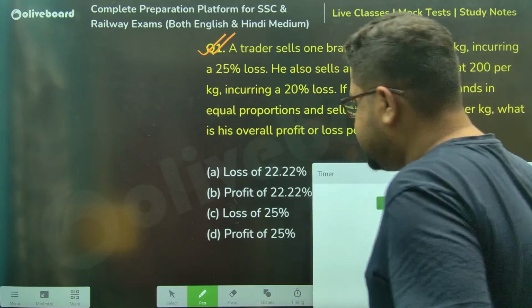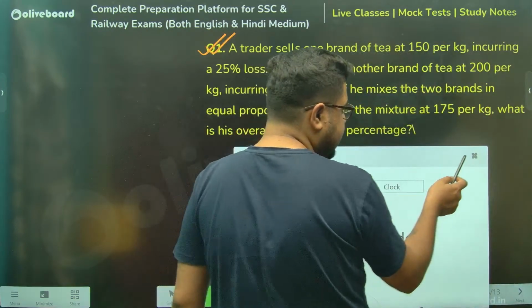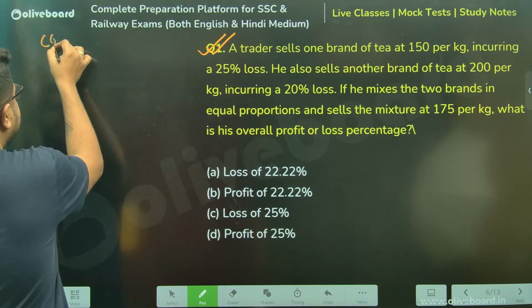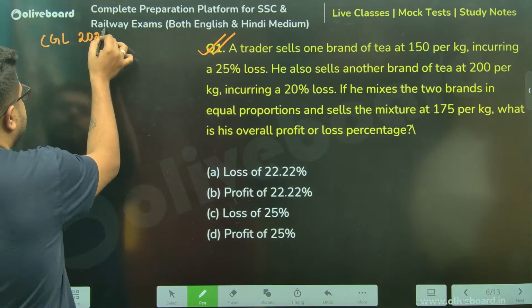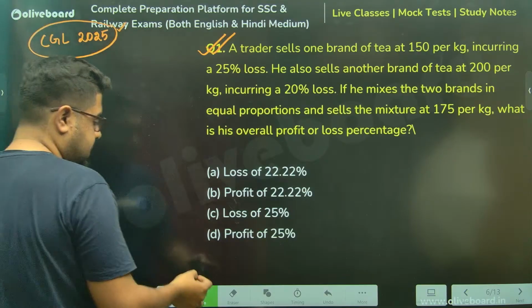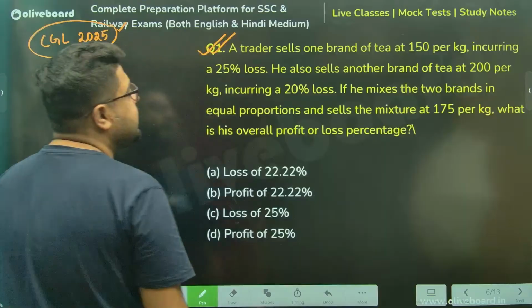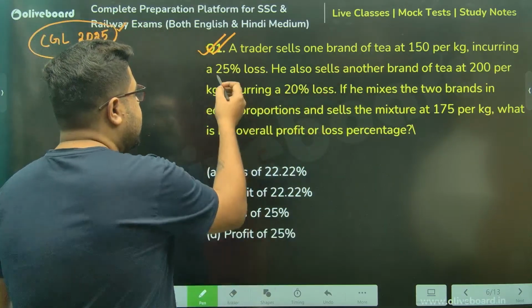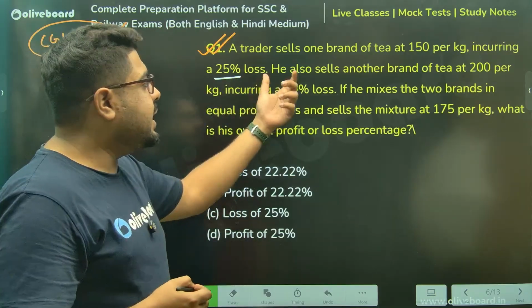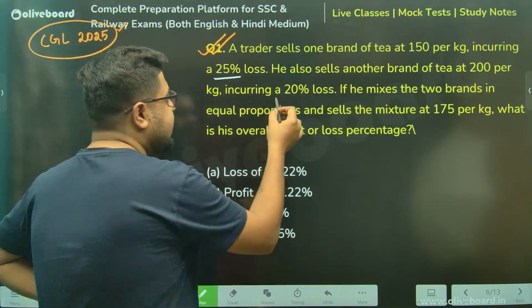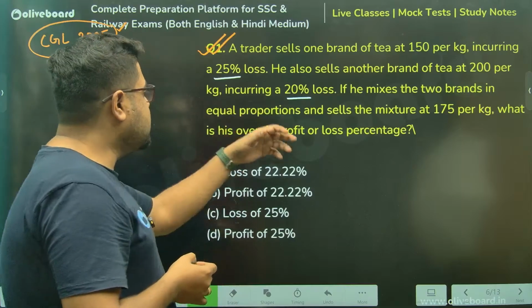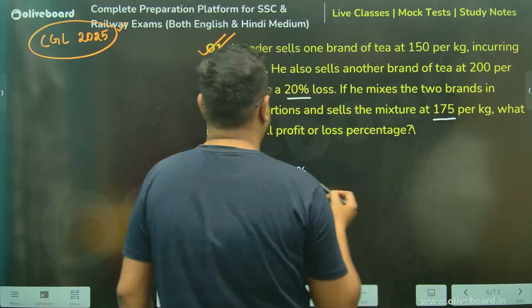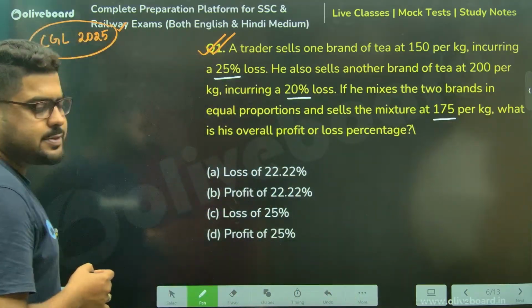Time is up, but I haven't got any answers yet. So again, CGL 2025, let's solve. What is given? A trader sells one brand of tea at 150 rupees per kg, incurring this much loss. He also sells another brand at 200 rupees per kg, incurring this much loss. He mixes the two brands in equal proportion and sells it at 175 rupees per kg. What is the overall profit or loss percentage?